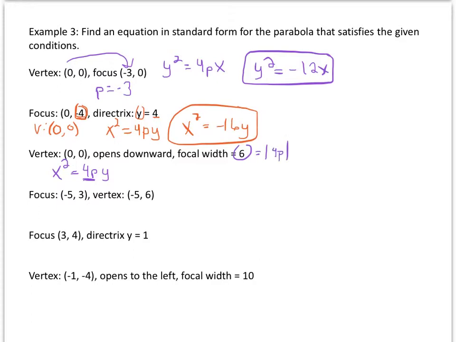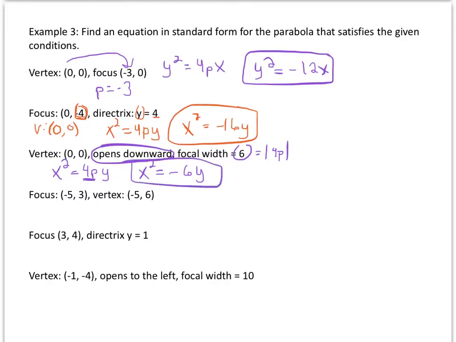And so we don't actually need to find 4p here because 4p is what we want. What it means though, since the focal width equals the absolute value of it, is that we are okay to just put a negative in front of that 6 because it opens downward. It has to have a negative there. And my focal width would have been the absolute value of -6. So that would be my answer.